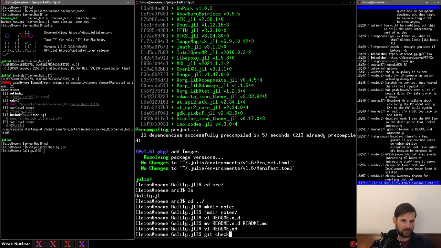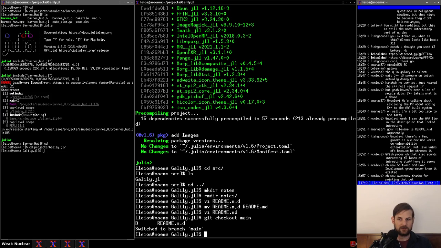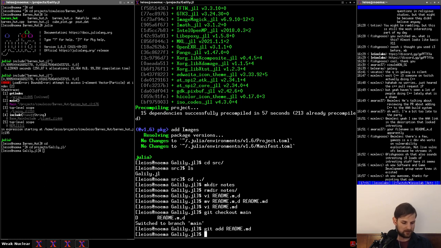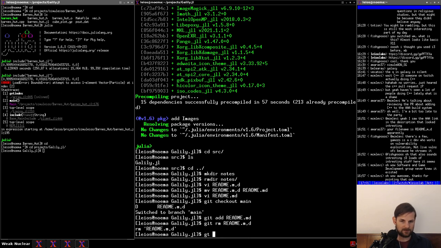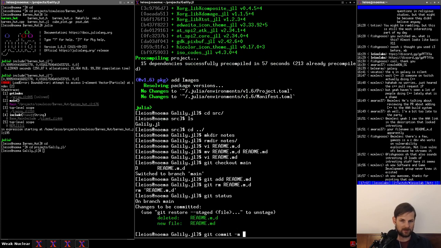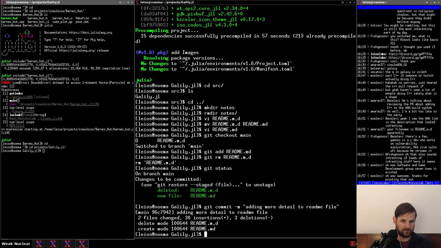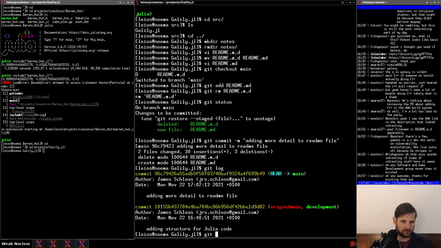I'm going to do git checkout main. Okay, and now what we're going to do is go ahead and commit this to main. So git add readme.md. Sure. Git status. Okay, git commit -m, adding more detail to readme. All right, perfect. Git log, git rebase -i HEAD.